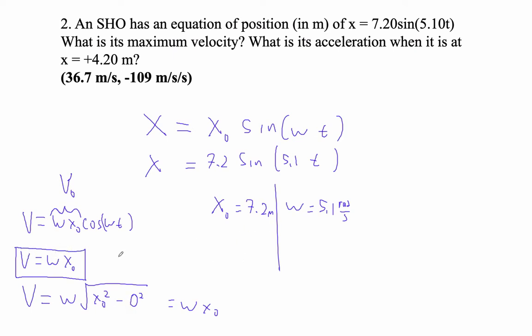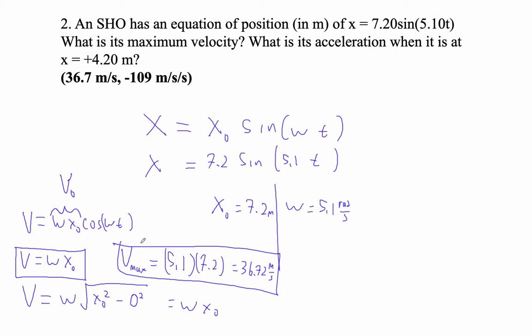And then once you know that, our maximum velocity is omega, so 5.1 times x naught, which is 7.2, right? So let's figure that out. 5.1 times 7.2 is 36.72. Right, so there's our maximum velocity.